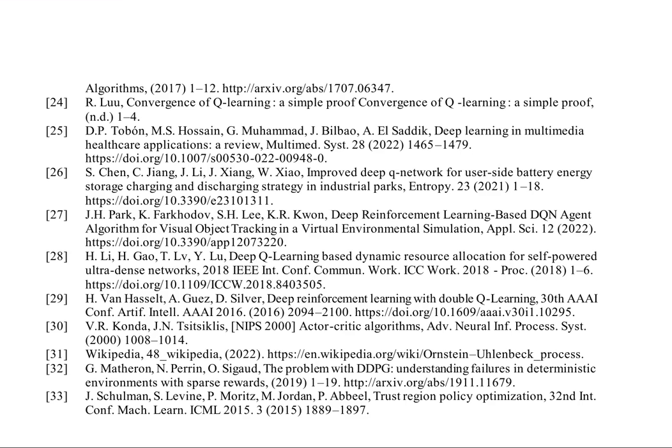Other notable developments include the deep reinforcement learning-based DQN agent algorithm for visual object tracking [27], deep Q-learning for dynamic resource allocation [28], and deep reinforcement learning with double Q-learning [29]. Actor-critic algorithms were developed by Konda and Tsitsiklis [30]. Matheron et al. [32] analyzed the problem with DDPG, and Schulman et al. [33] developed trust region policy optimization. These advancements highlight the potential of reinforcement learning for solving complex problems across various domains.